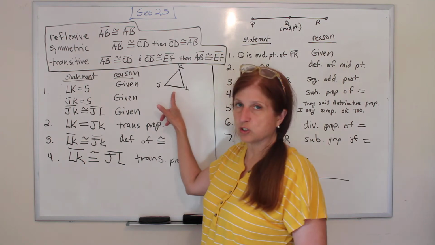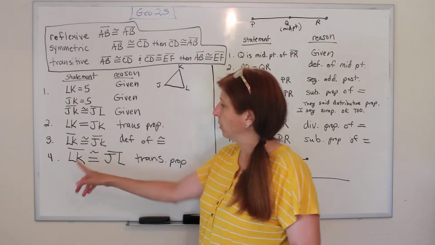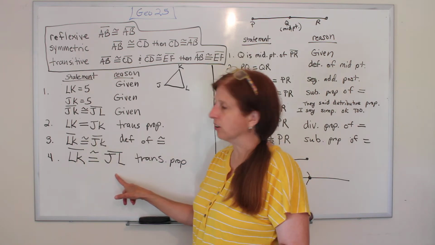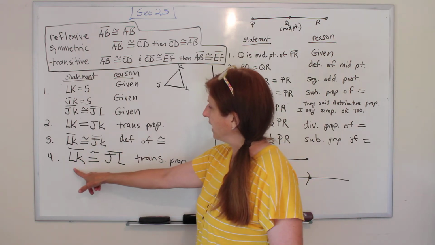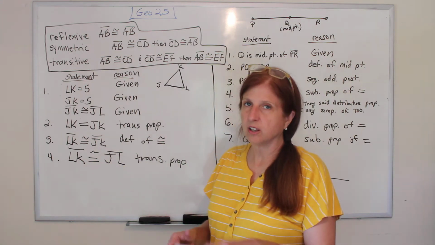And I like to have a drawing with every proof. If you can draw it, draw it. It's going to make it easier. And what we're supposed to prove goes down here. They want us to prove that LK is congruent to JL. So let's sort of break it down.